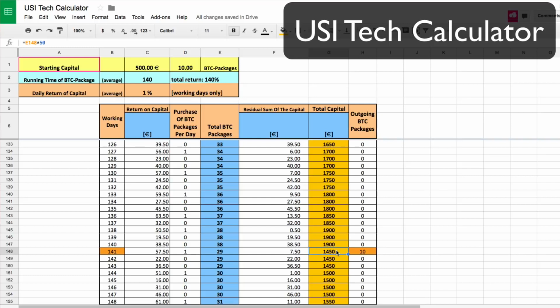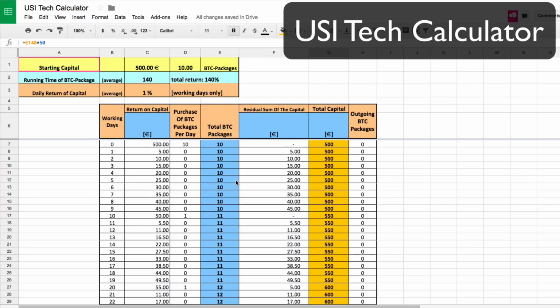Well, you may be saying, well, I thought it was only 140%. Well, it is 140%, and you could have taken out and not reinvested, but when you reinvest, you nearly triple your money in the 140-day cycle. Very, very powerful, guys. I want you to wrap your head around this.